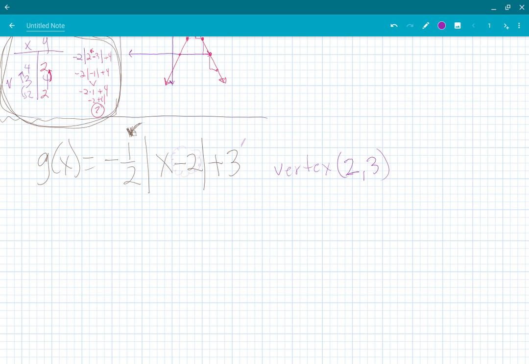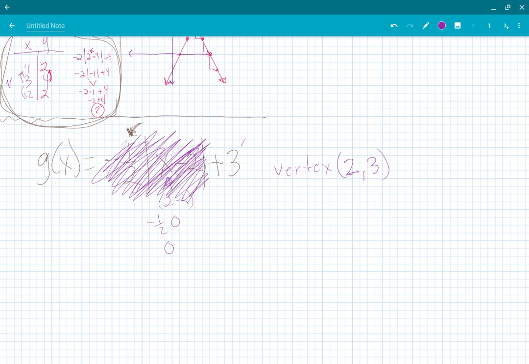If you put a 2 in here, this is going to become 2 minus 2. And what does that become? 0. And what's 0 times negative 1/2? 0. So the number 2 will blow up this whole what? This whole thing will disappear. And what's still there fighting for its life? 3, okay? All right, let me cancel this little mess.